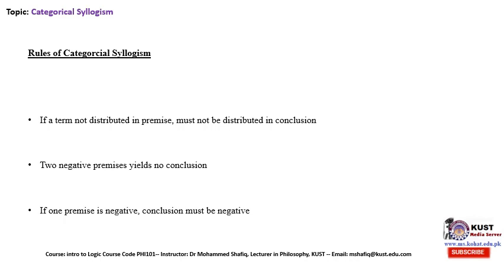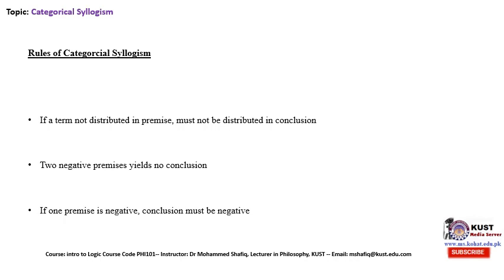Now, the next rule, or rule number 6 of categorical syllogism, says that if one premise is negative, the conclusion must be negative. As I said earlier, a valid categorical syllogism cannot have two negative propositions, two negative premises. So it must have at least one affirmative premise.